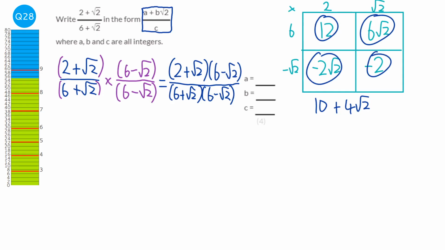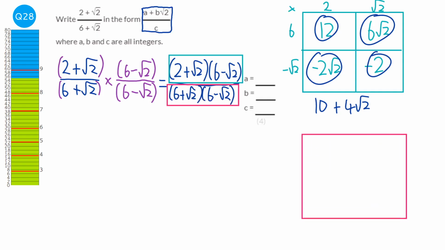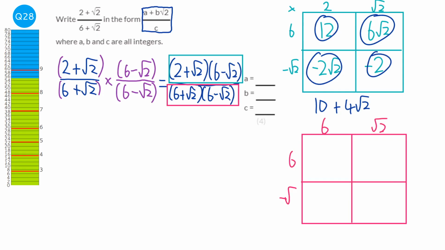So this one was this expansion here, and I'm now going to do this expansion here, and we're going to do it down here. And so we've got 6 plus root 2 and 6 minus root 2. So 6 times 6 is 36, 6 times root 2 is 6 root 2, 6 times negative root 2 is just negative 6 root 2, and then we've got a minus and a positive make them negative, and then root 2 times root 2 is just minus 2.